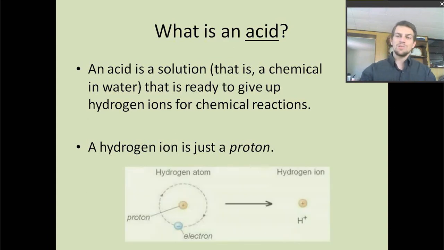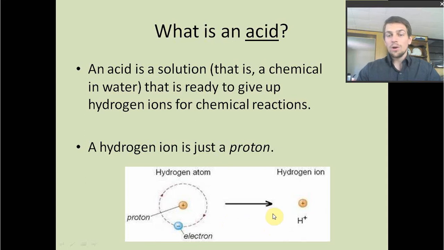And I have a little bit of a demonstration, or a picture that demonstrates this. So here we have our hydrogen atom. It is just a proton and electron, and if we strip away that electron, we are left with just a hydrogen ion, and that is often symbolized with an H+. So all an acid is, is a solution that puts hydrogen ions into the water, and they're ready to react with things. So there's lots of different chemicals that could be called acids. It's just a general category of chemicals, of a solution.